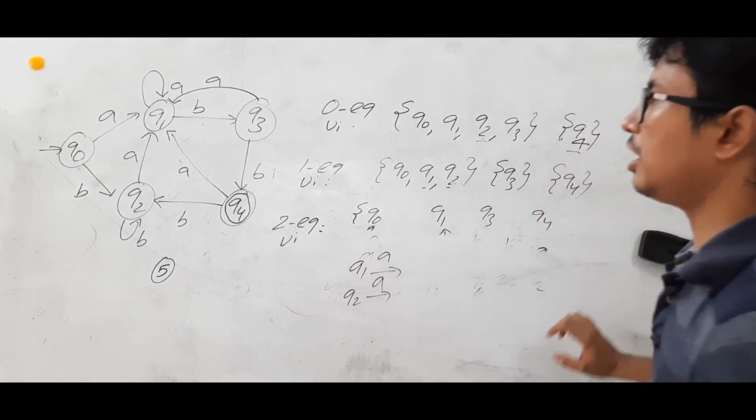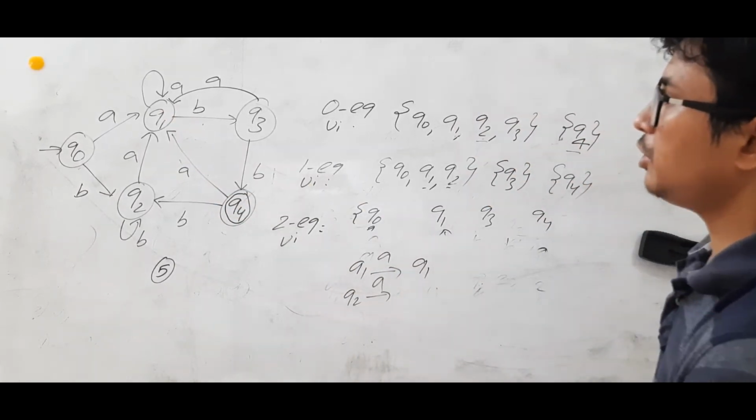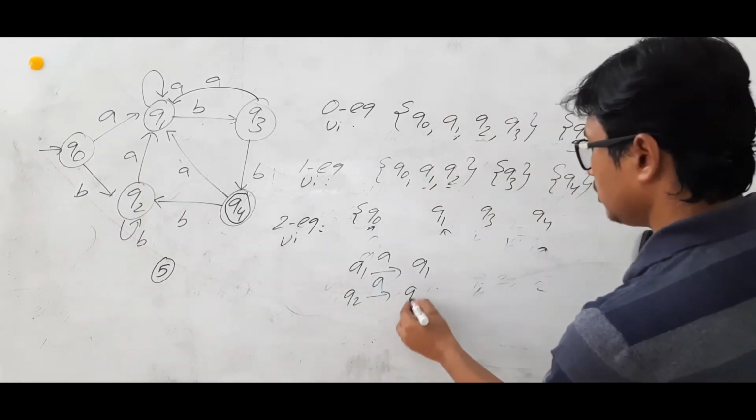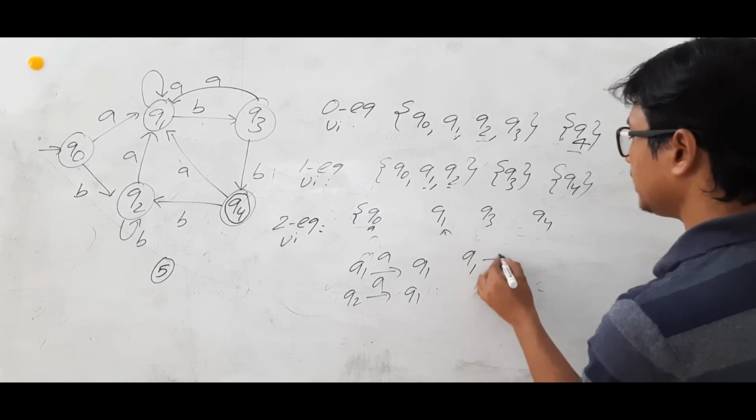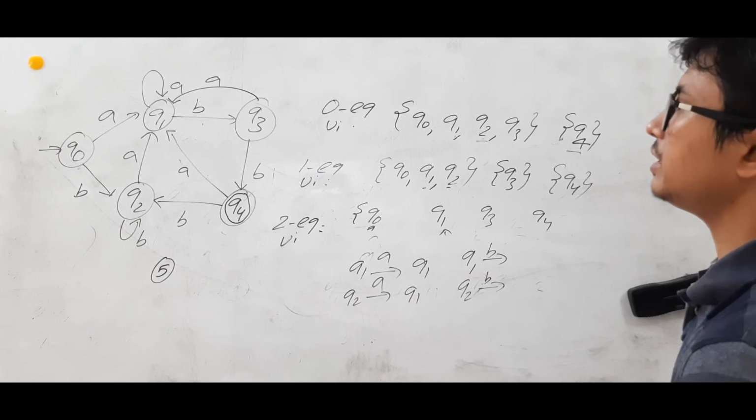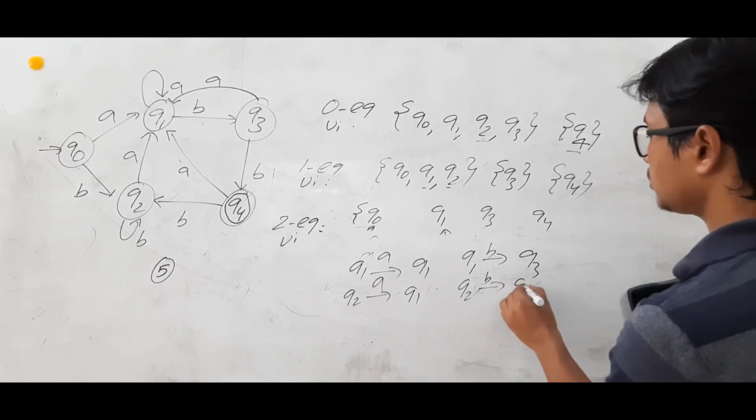Q1 on A is going to Q1. Q2 on A is going to Q1. No problem till now. On alphabet B, we will see Q1 on B and Q2 on B. Q1 on B is going to Q3. Q2 on B is going to Q2.